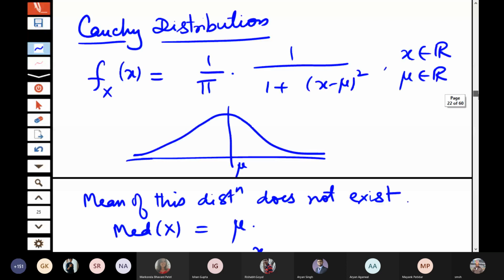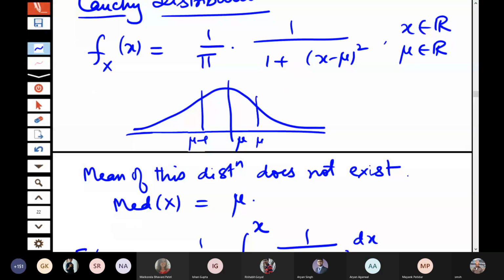This is mu minus 1, this is mu plus 1 here. This is Q1, this is Q2, that is the median, and this is Q3.